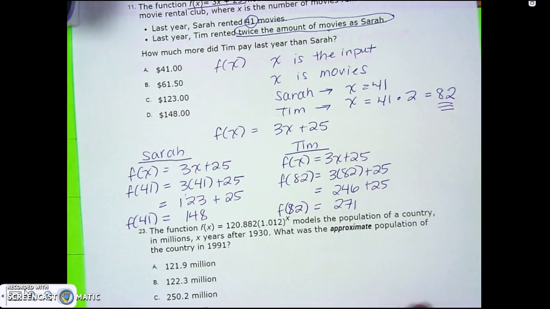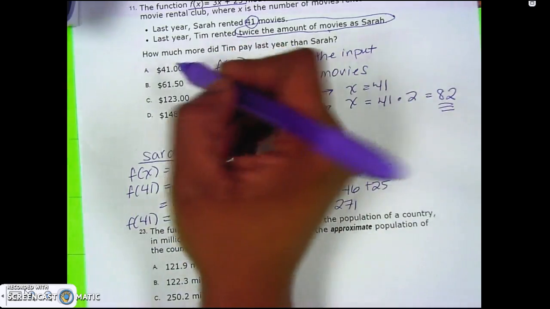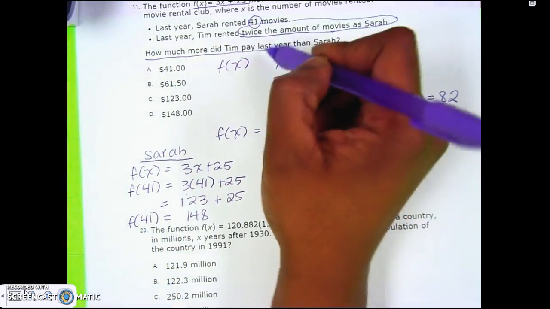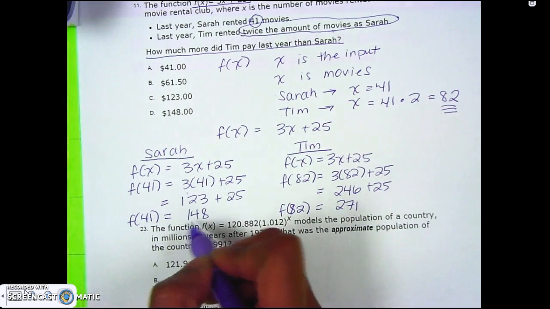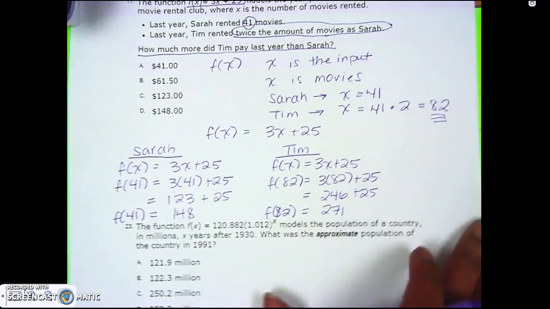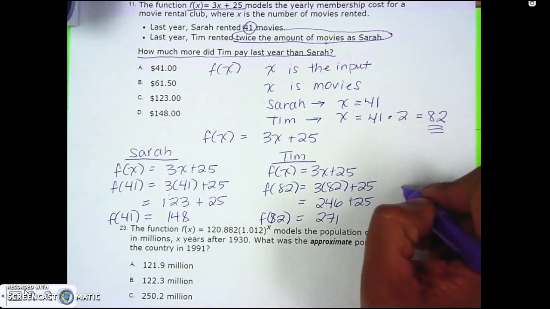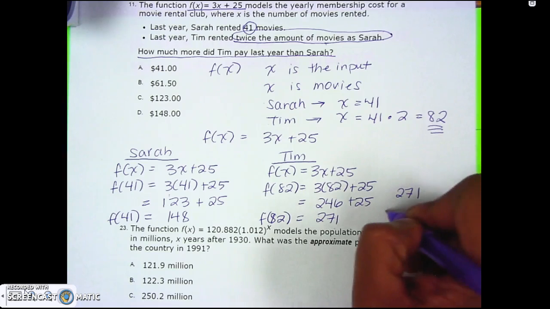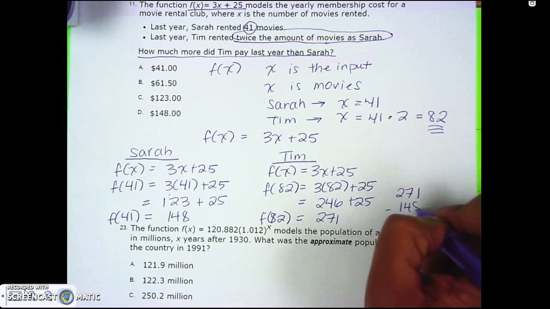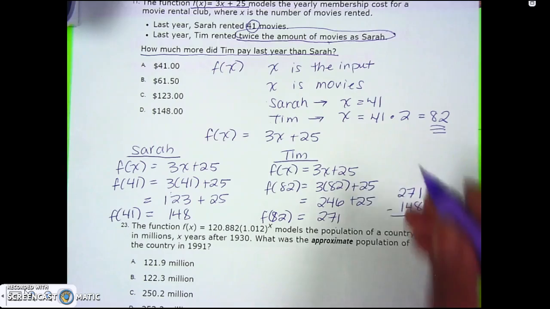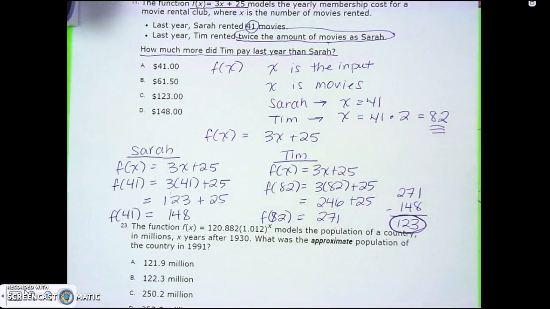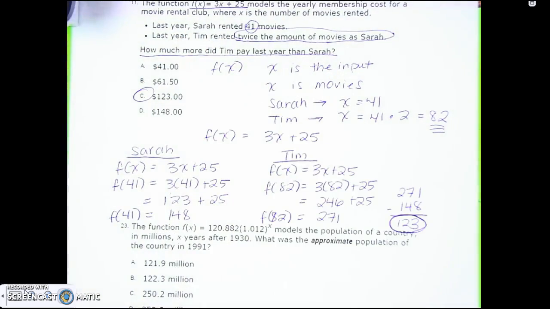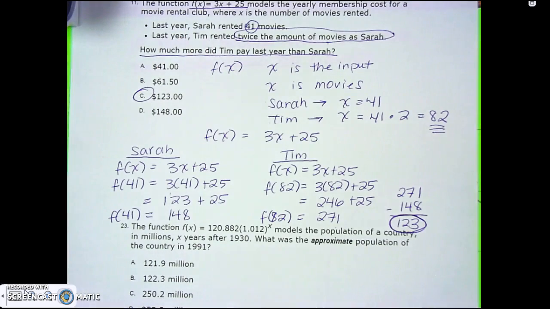Now, our work is not over, because the final line in the question says how much more did Tim pay last year than Sarah. So we're going to have to find the difference between what Tim paid and what Sarah paid. So the last step would have to be 271 minus 148, and that's going to give us 123. So he paid $123 more than Sarah.